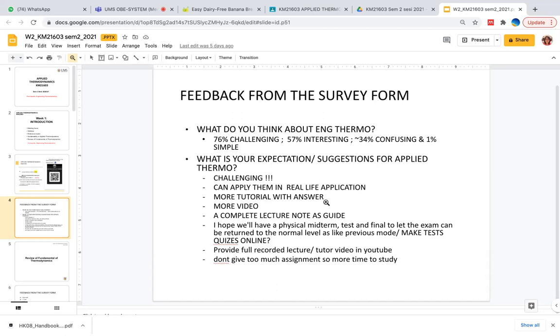Some of you prefer face-to-face for test, midterm, and final. Some of you prefer everything online. Well, for the final, yes, we have to do face-to-face. For the midterm and test, we can still choose either online or face-to-face. But personally, to ensure everyone is in a safe condition, I will still stick with online. If there are any changes, I will let you know.